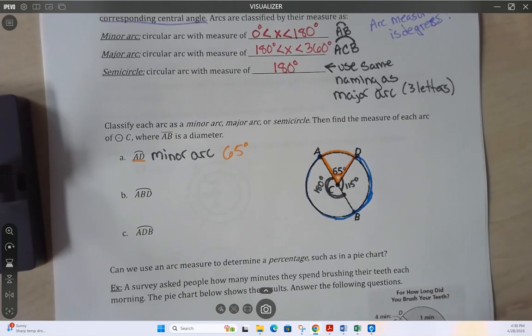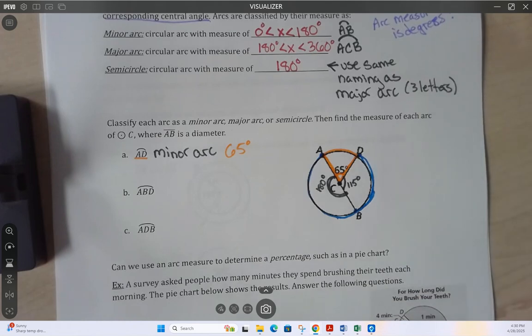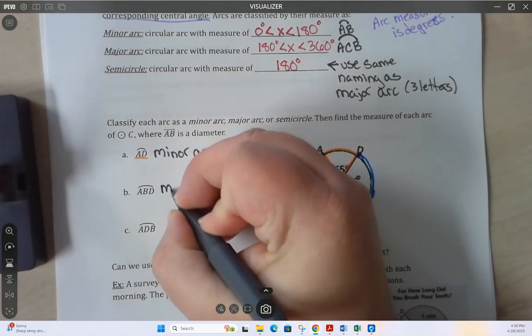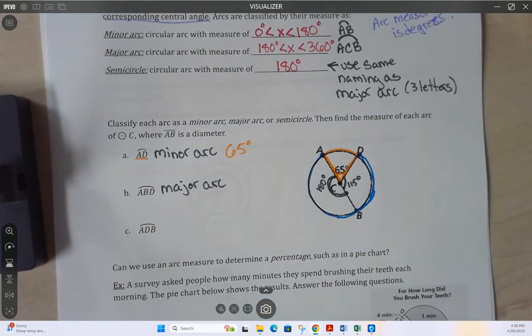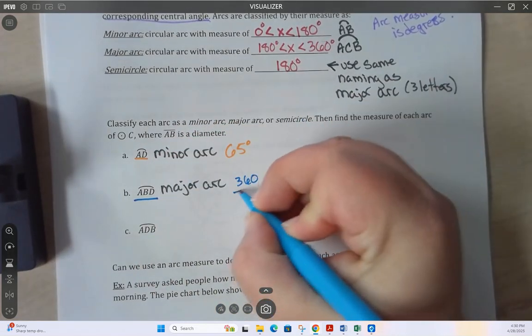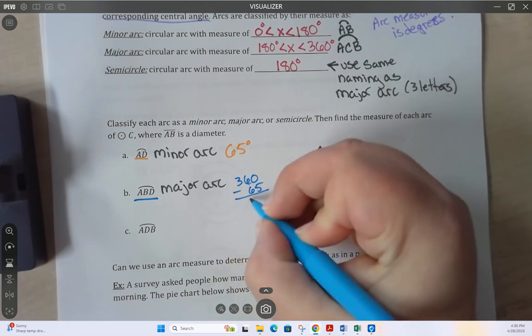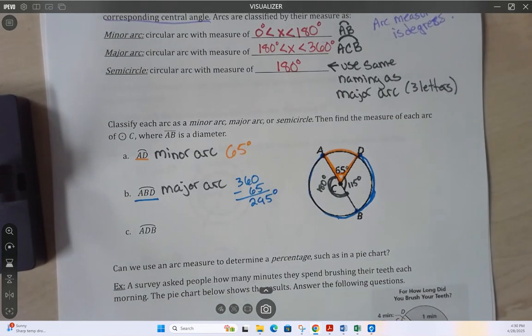And this is going to be a major arc. I went further than 180. So let's start by saying it's major. And then we can say this is 360 minus 65, which is 295 degrees. So that's a pretty large angle. And that's the same. 180 plus 115 is also 295. So again, it doesn't matter which way we approached it.